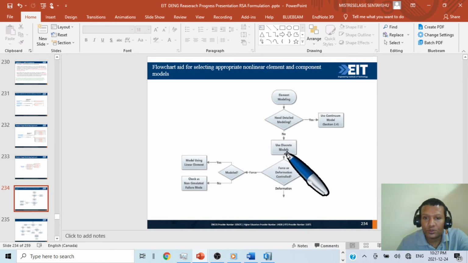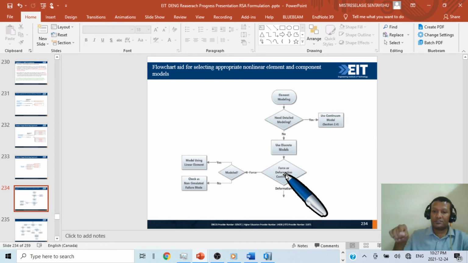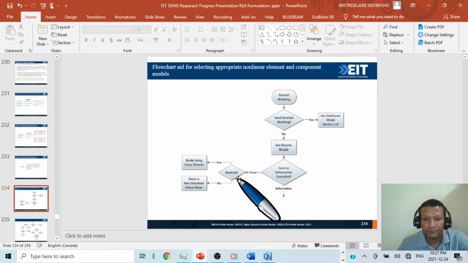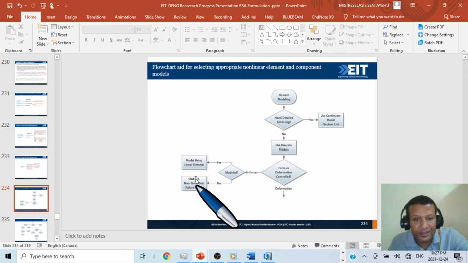After you choose this one, again you have to choose force or deformation controlled. Which one do you need? If it is force controlled, all the force deformation curves will be given in terms of force, and the IO, CP and other labels will be in terms of force. If it is force, then is it modeled? If yes, model using linear elements. If no, check as a non-simulated failure mode.